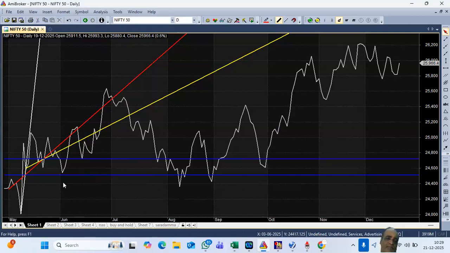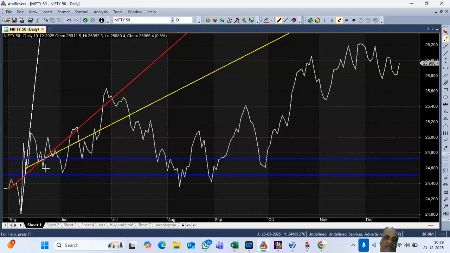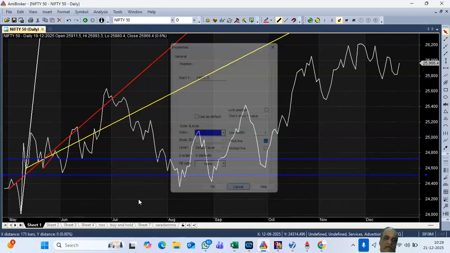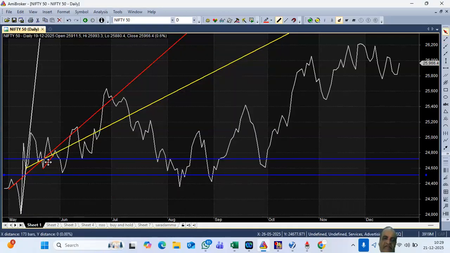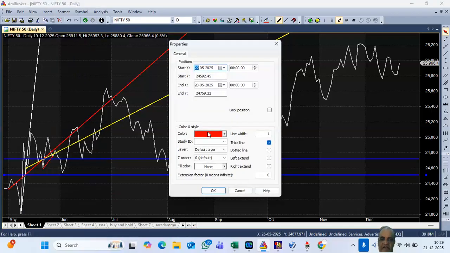And what is the next bottom? Here we have one bottom, here we have one bottom. I will place another trend line on these two bottoms here. Okay, right. Here it is. And I will extend this. I will change the colors for convenience sake. Okay. Now I will take green, extend right.